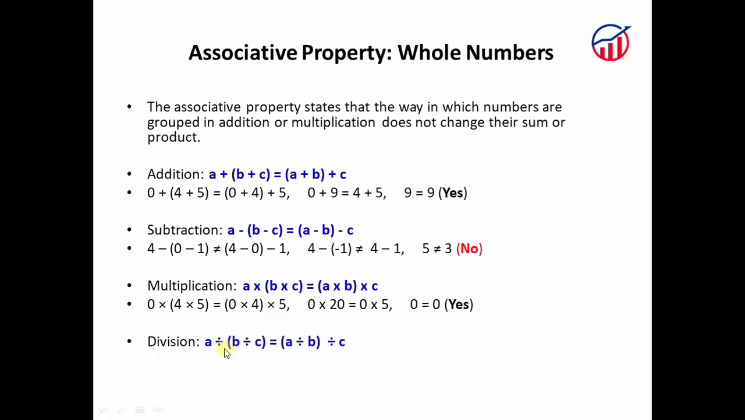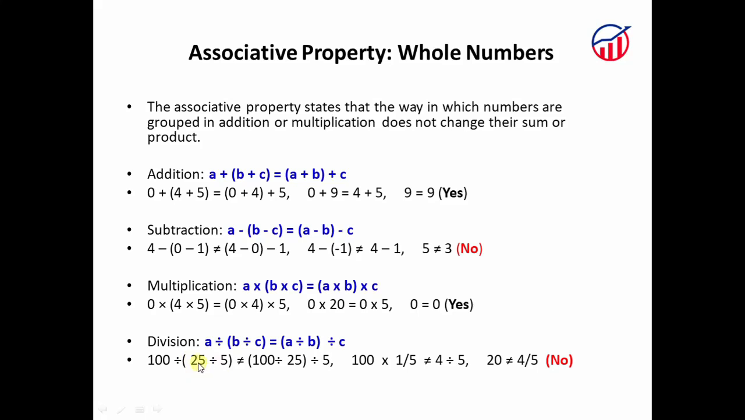In case of division, you have A divided by B divided by C on the LHS, and on the right hand side the grouping is changed. You have B divided by C over here and A divided by that. So let's check out an example. You have 100 divided by 25 divided by 5. So A is 100, B is 25, C is 5. So what you're going to do over here, you're going to again follow BODMAS.